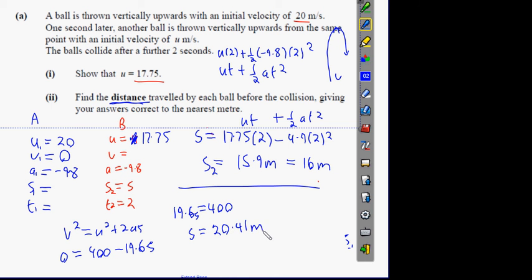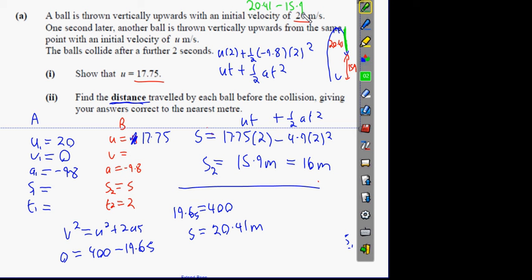Now, when you look at this here, that's your distance. We know that the collision takes place 15.9 meters above ground. So this part here is 15.9. The maximum height is 20.41. Can anybody tell me what this height is here? 20.41 minus 15.9. Exactly, take them away from each other. So we're going to do 20.41 take away 15.9. What do you get there? 4.51.